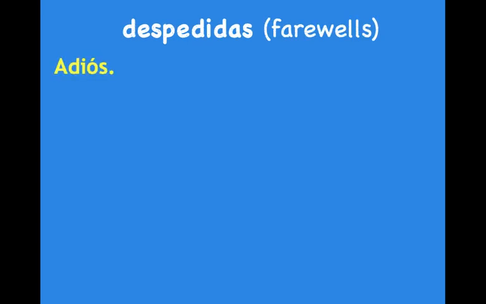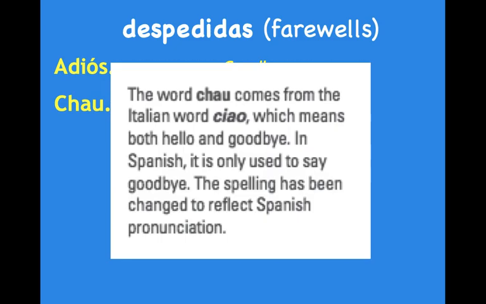So we've finally gotten to the point where we need to say farewell. Repita, adiós. Goodbye. Repita, ciao. Ciao, which means bye. And so you know the word ciao comes from the Italian word ciao. And the Italian word ciao means hello and goodbye, but in Spanish it is only used to say bye. The spelling has been changed to reflect Spanish pronunciation, but it is a word taken from Italian.